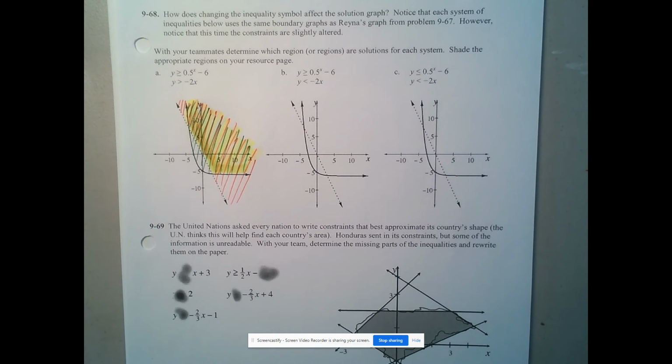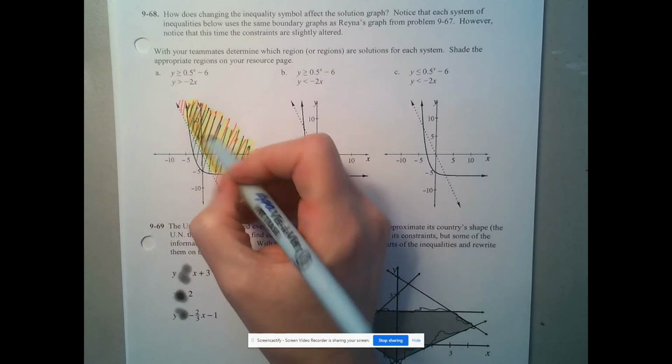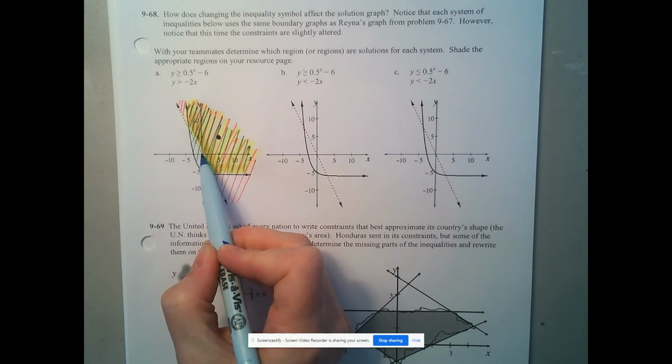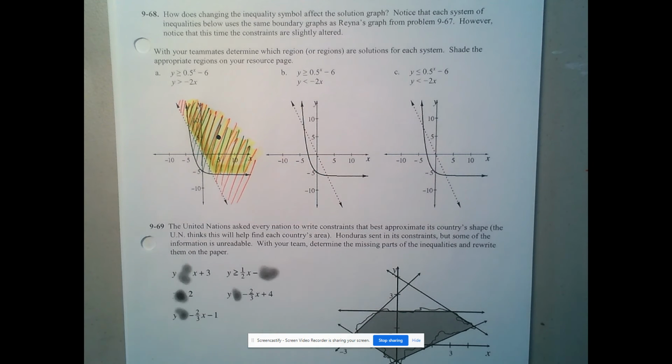And if we wanted to test a good coordinate for this one, we might test something like (5, 5), because (5, 5) should be a solution to both regions. Again, (0, 0) is going to be a bad choice because it's on a dashed segment.